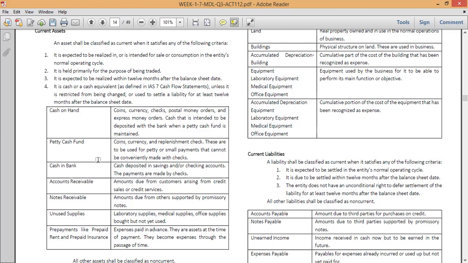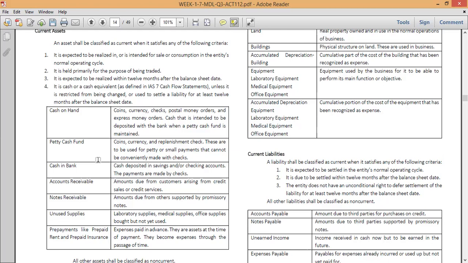Basta within a year or within 12 months. Okay? Consider siya as current assets. Okay? Yung mga accounts receivable. Okay? Yung mga parating na mga magbabayad sa'yo dahil sa service mo, yung mga ganun.